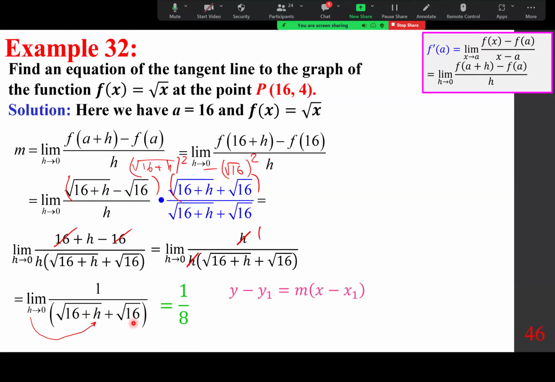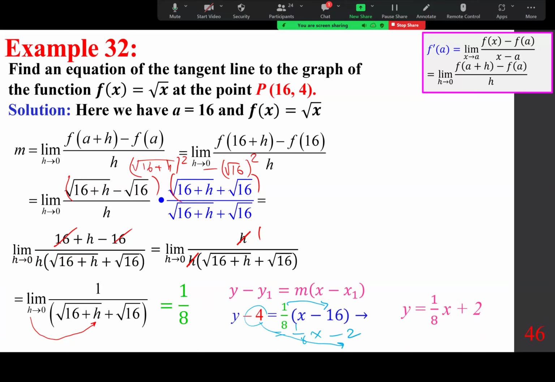y minus y1 equals m times x minus x1. So plug in, where you have the pair here, y minus 4 equals m, which we found to be 1 over 8, times x minus 16. And we can see that this is 1 over 8 times x, and this is what? Minus 2. You have to move the negative 4 to make it positive 4, and negative 2, they add up to positive 2. And you're done. y equals 1 over 8 x plus 2. That's the equation of a tangent line.